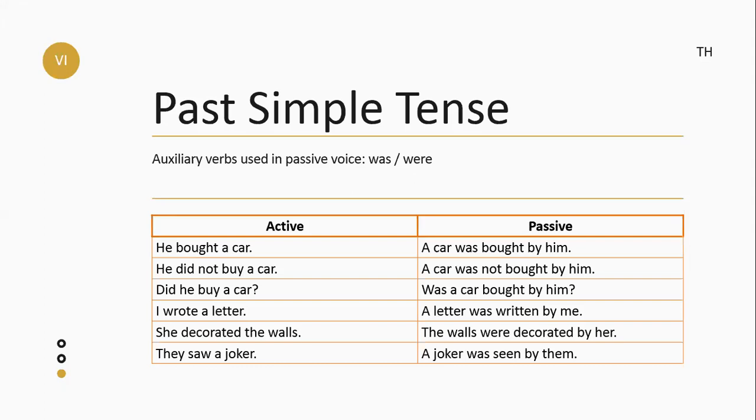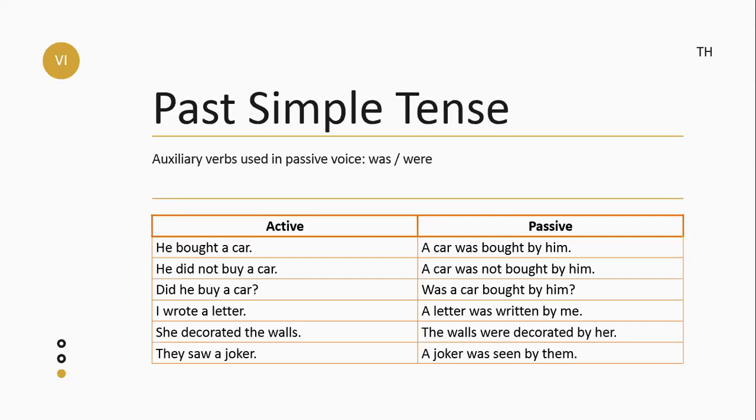So you all know that we make simple past sentences with was and were, because we turn is and are into was and were. Yes. Okay. Let's look at the first example given here. He bought a car, right? A car was bought by him, right?